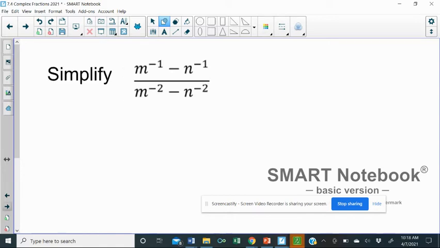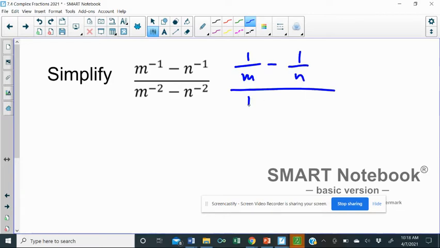All right, let's move over here because you guys love this on your quiz. M to the negative first. Yes, Mrs. Pine, I remember that's M over 1, N over 1, M squared, N squared. All right, I'll do both ways again.